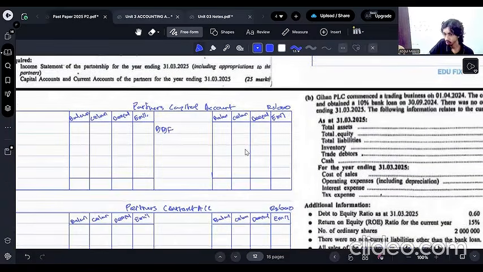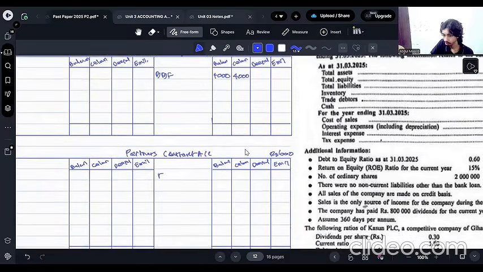Balance brought down: 4,000, 4,000, and here balance brought down 600 and 400.